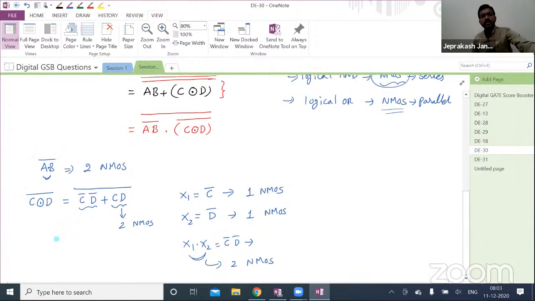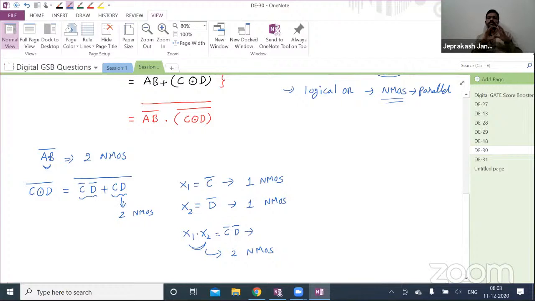Is it clear? From where you are taking the circuit output, by default you will get the complement version. That is the CMOS logic. Under the complement, just observe the terms. Here you have two terms, and those two are product terms. First, here you have two normal variables, so you require two NMOS. Here you have two complement variables, so for each complement variable you require one NMOS. After that, consider these two complement versions as normal variables like X1, X2. So for X1, X2, you require two NMOS.